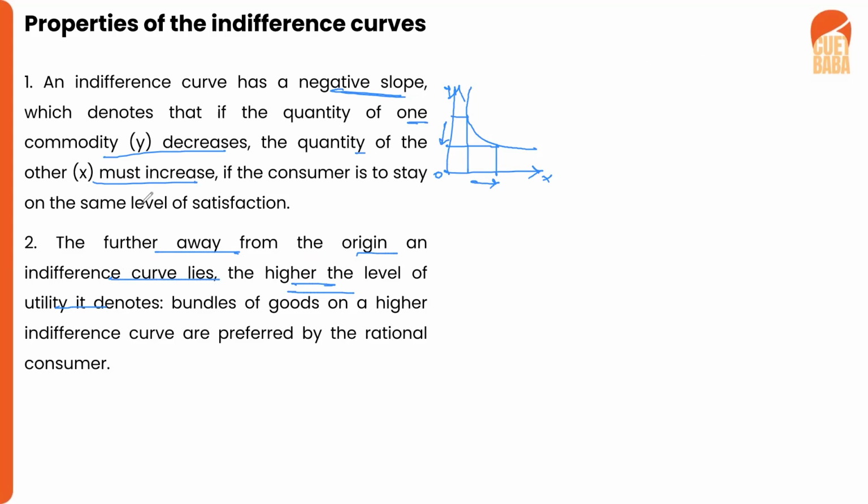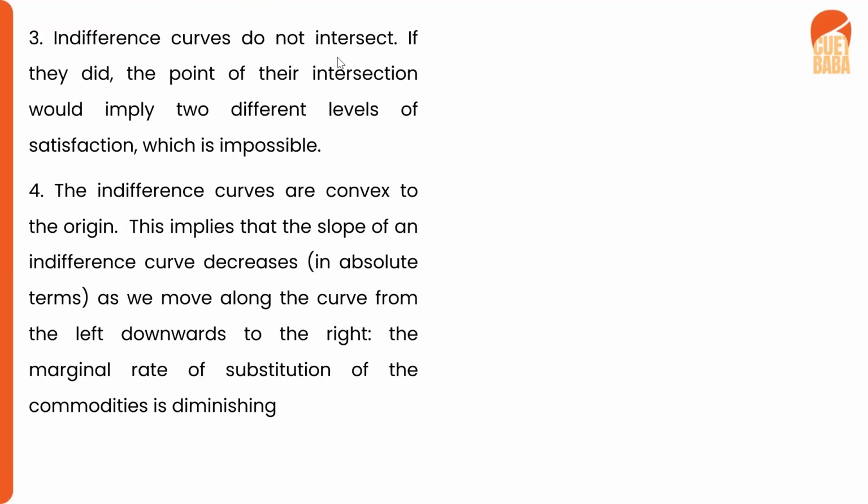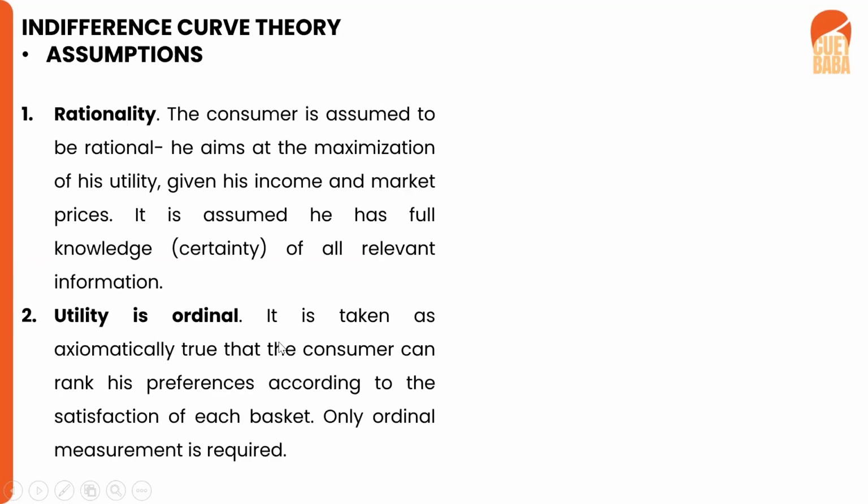And then the third one being that the indifference curves do not intersect. It is the same as the diagram that I had shown earlier. And the fourth one is the indifference curves are convex to the origin. This implies that the slope of an indifference curve decreases as we move along the curve from the left towards the downwards to the right, and the marginal rate of substitution keeps on diminishing. So those were the four properties of indifference curve. Now moving on to the assumptions of the indifference curve theory. We have the first assumption, that is rationality.